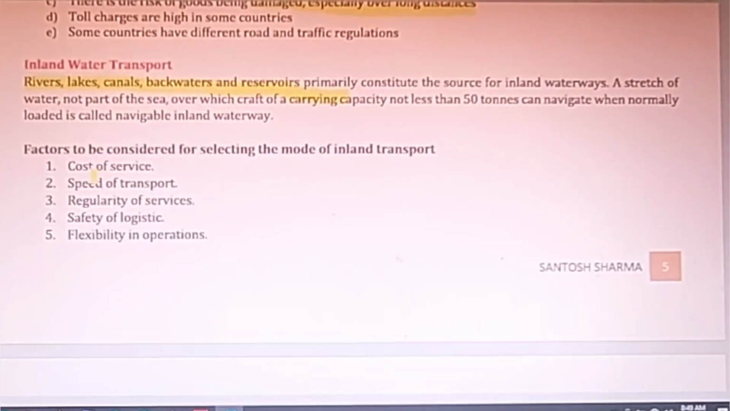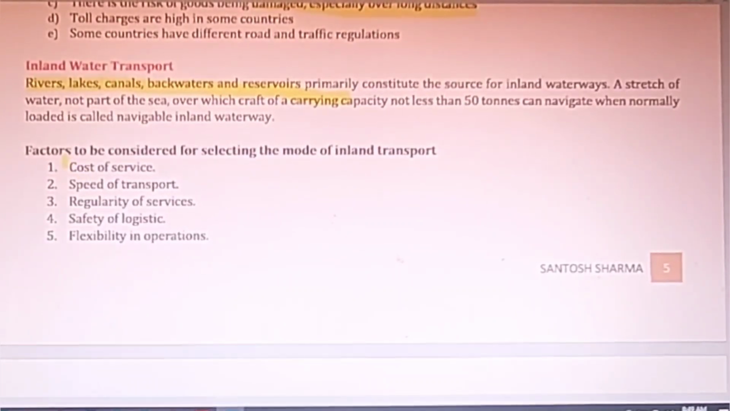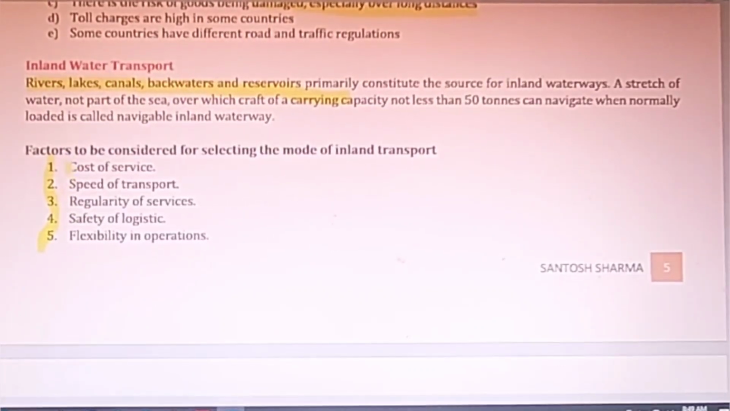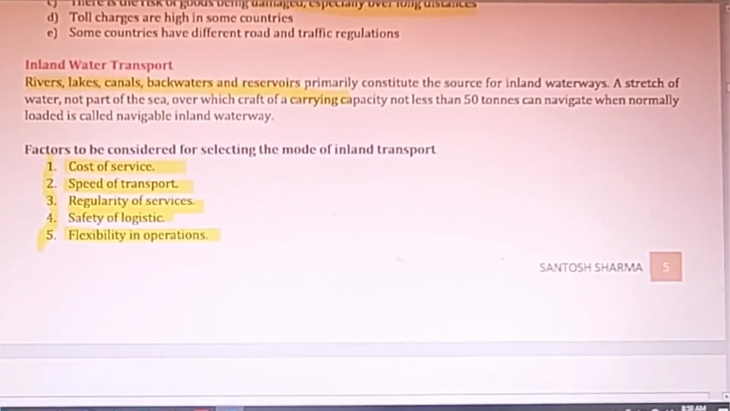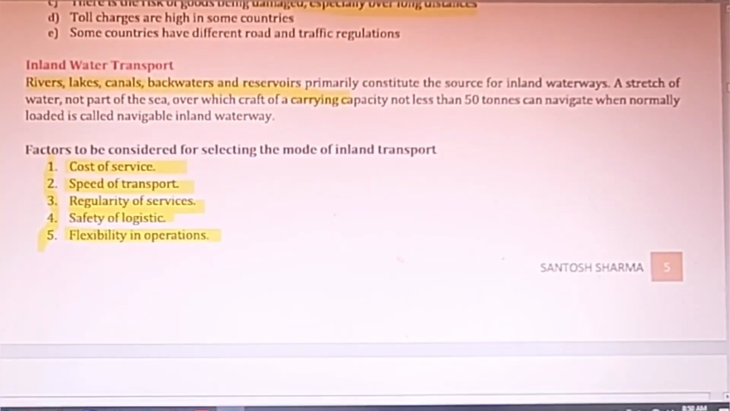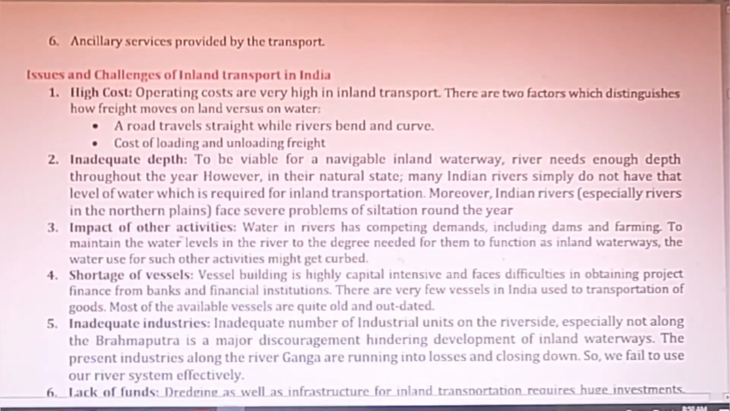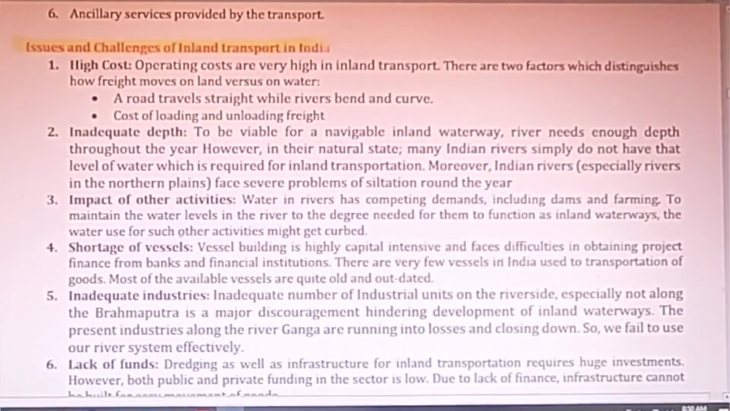of this. And basically, when a company tries to think about inland transportation, these five factors are considered, that is cost of service, speed of transportation, regularity of services, safety of logistics, that is goods, and flexibility in operations. So these five factors play an important role when thinking about inland water transport. Okay, some issues and challenges are there for inland transportation in India. This is also an important question.